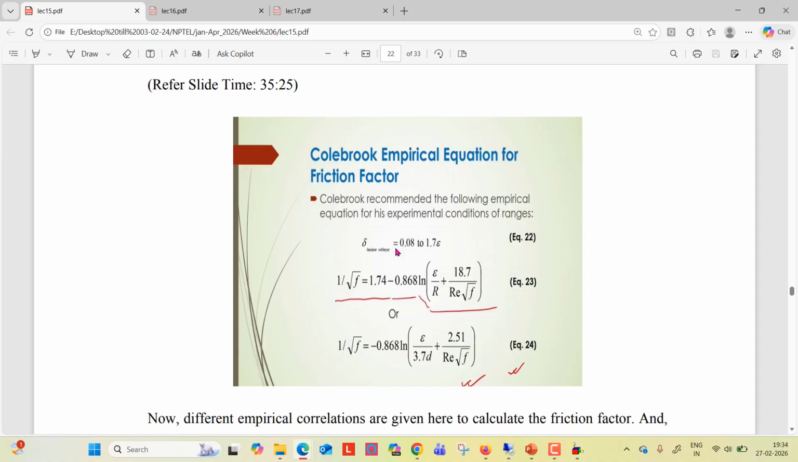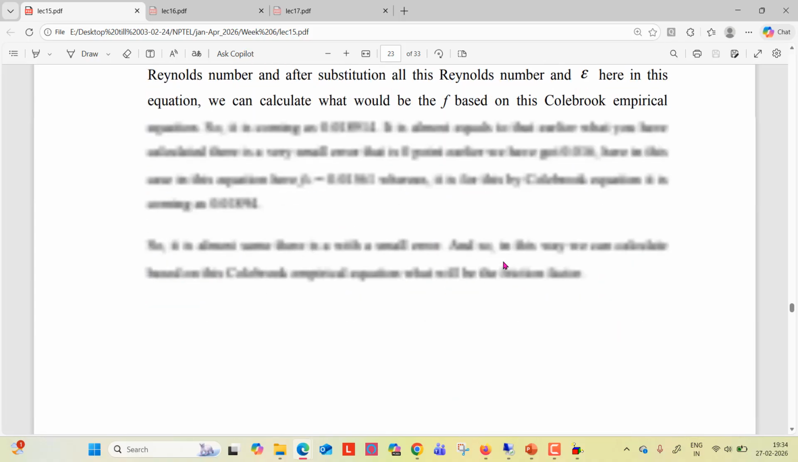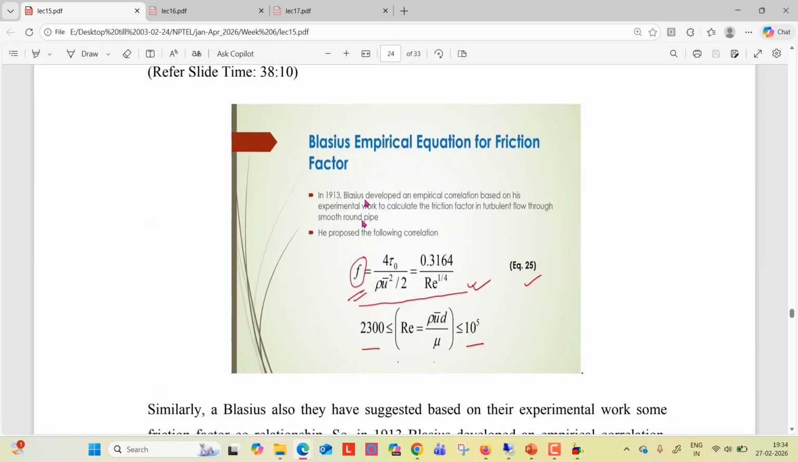Now this one is the Kohlrausch empirical equation for friction factor, what I was telling. So it is 1 by root f equals 1.74 minus 0.868 ln epsilon by r plus 18.7 by Re root f. So this is an empirical equation. You have to remember this. There is a problem around that. This is the Blasius empirical equation. So the last one is the Kohlrausch correlation, and this one is the Blasius empirical equation.